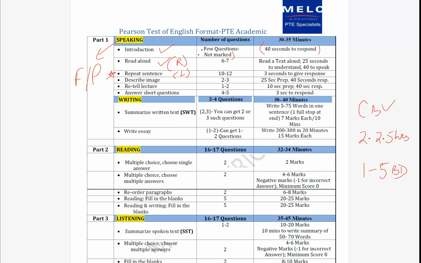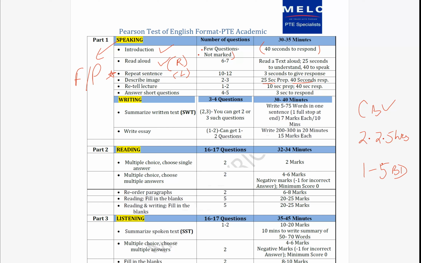The next question is describe image. In describe image, you get 25 seconds to look at an image, and then you have to speak for 40 seconds. You must speak for 40 seconds. That's what the PTE Academic marking guideline says. However, even if you speak for 30 seconds or 35 seconds, that's more than enough.